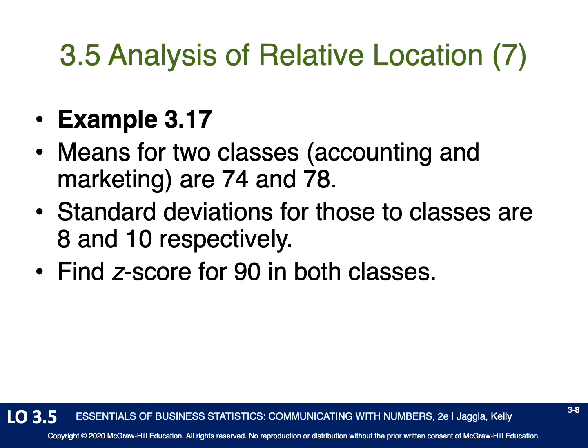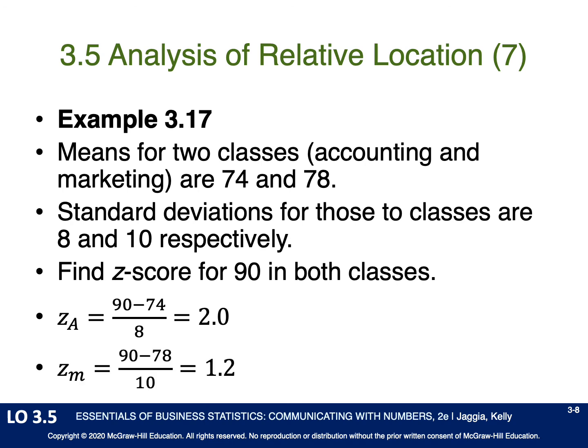So if we calculate this, first of all, for the accounting test, we'll say your 90 is your test score, minus the mean, divided by the standard deviation. So you scored a 90, which is 2 standard deviations above the mean for the accounting class. But for the marketing class, a 90 minus a 78 divided by the standard deviation of 10 is only 1.2 standard deviations away from the mean.